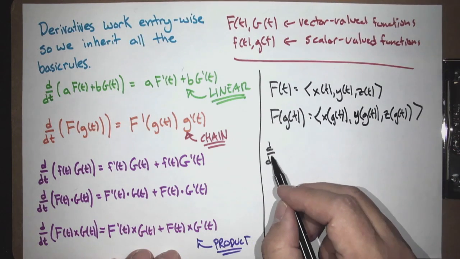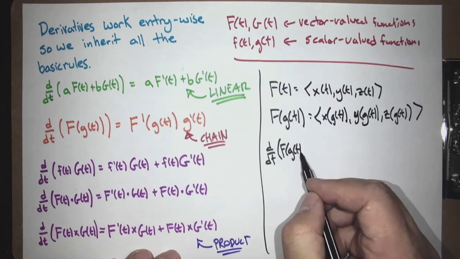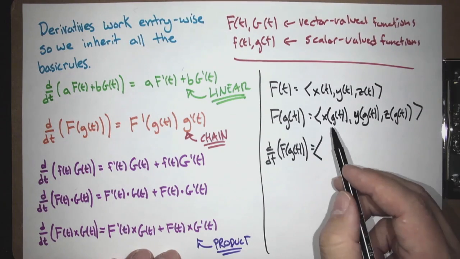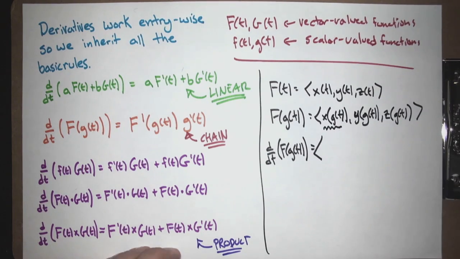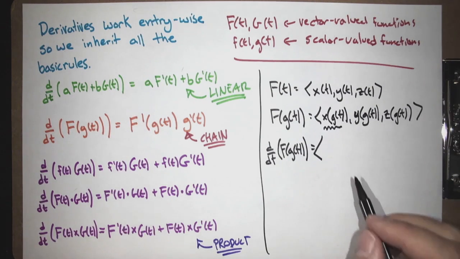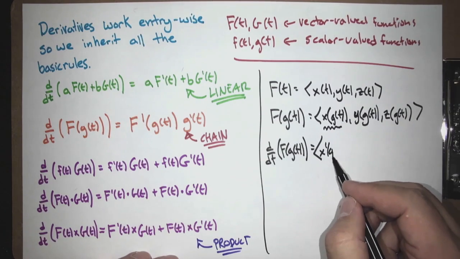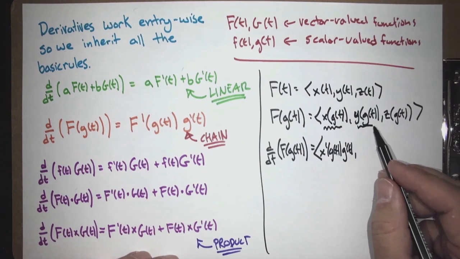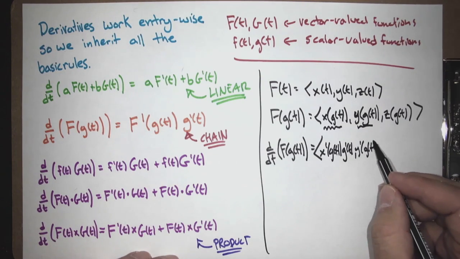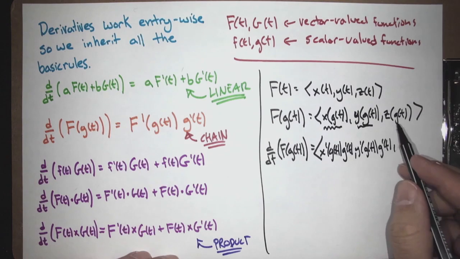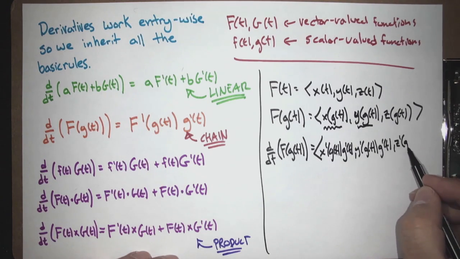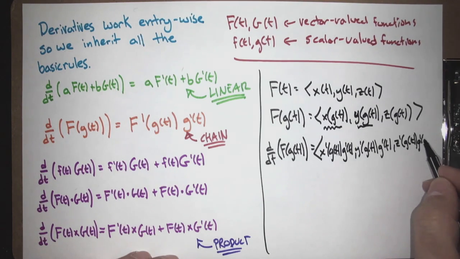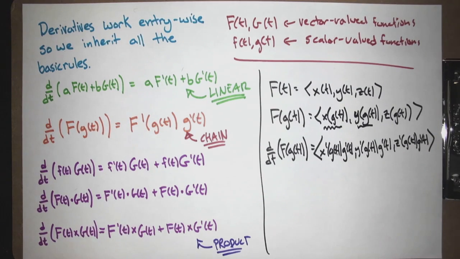So now take the derivative. And the moral is we take the derivative entry by entry. So we can now go back and say, hey, we have our old chain rule. So we apply the old chain rule. We get x prime g of t times g prime of t. And then we go to our second entry and say, oh, we still have our old chain rule. y prime g of t, g prime of t. And same for the third entry, z prime g of t times g prime of t. So all these rules fall from the old rules, just applied in the appropriate places.